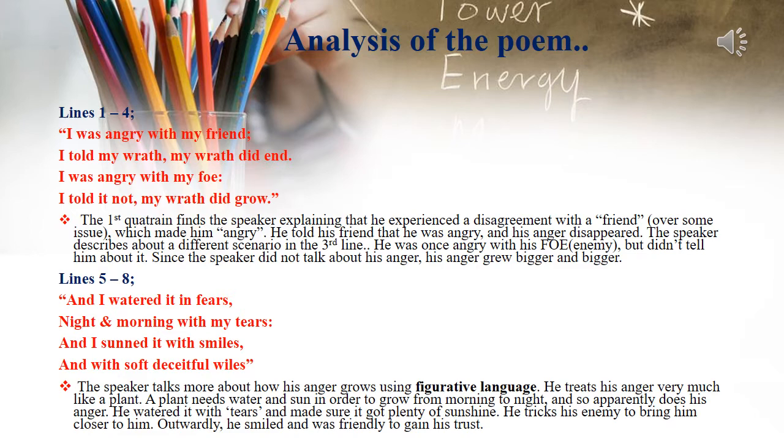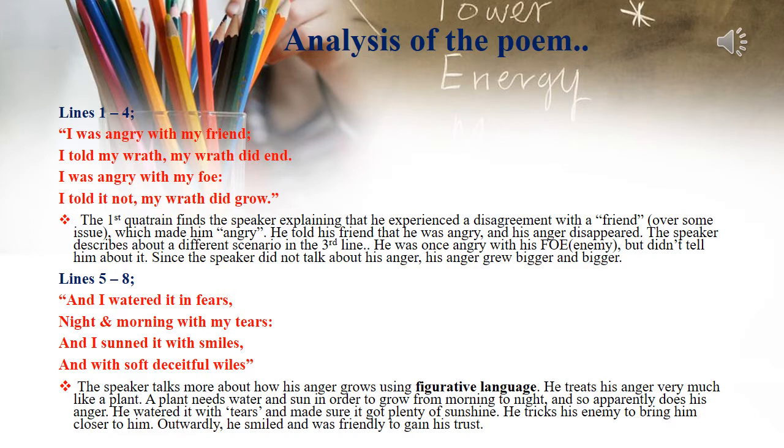The speaker describes a different scenario in the third line. He was once angry with his foe, meaning enemy, but didn't tell him about it. Since the speaker did not talk about it, his anger grew bigger and bigger. So if I explain this, we can clearly see that in the first two lines, the speaker was angry with his friend, but later he told his friend that he was angry with him.